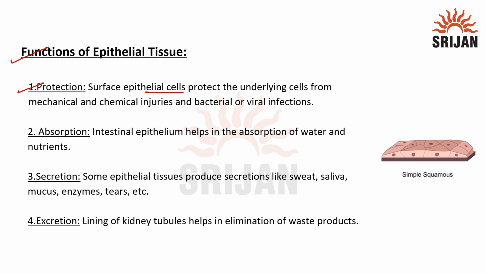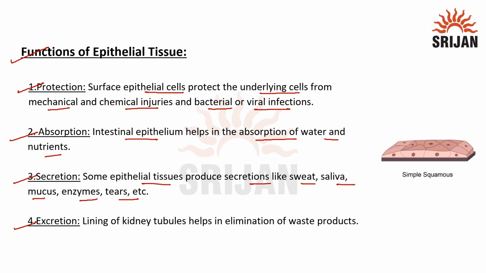Surface epithelial cells protect the underlying cells from mechanical and chemical injuries and from bacterial and viral infections. Second, absorption. Intestinal epithelium helps in the absorption of water and nutrients. Third, secretion. Some epithelial tissues produce secretions like sweat, saliva, mucus, enzymes, tears, etc.